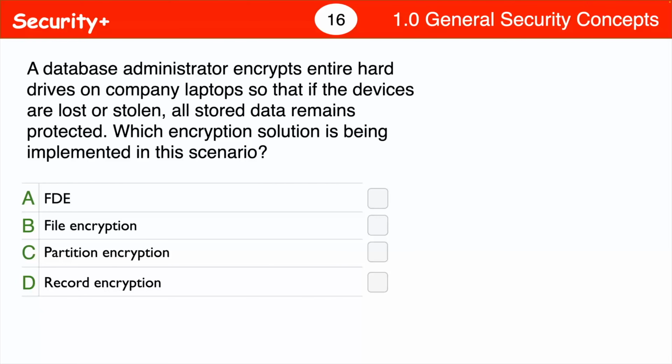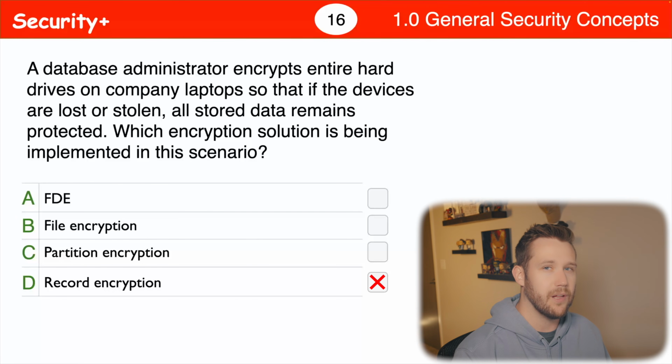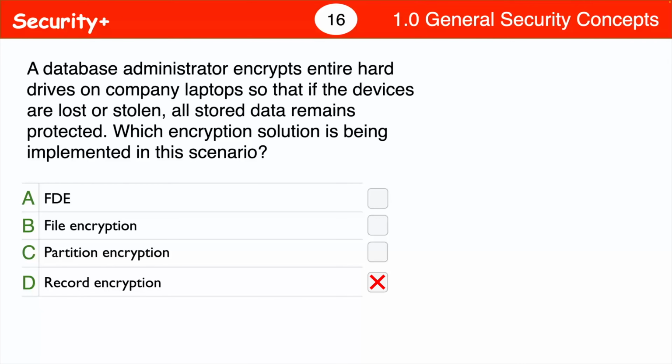And we can start with D, record encryption. This usually applies to database records, not device storage, but while it's a real thing, it's actually not on the 7-1 exam objective, so I wanted to throw that in there to trick you. Gotta learn the objectives. Next, we can eliminate B, file encryption. This is incorrect because it refers to specific files, but that leaves other areas of the disk exposed.